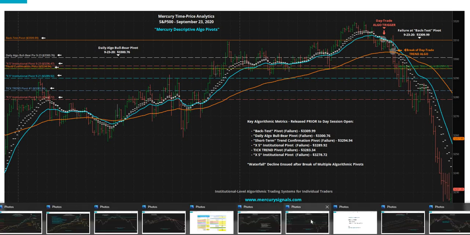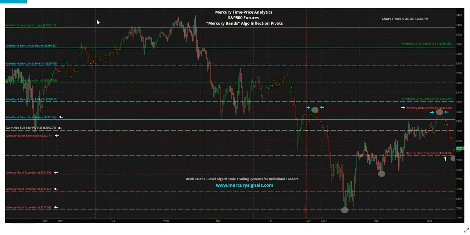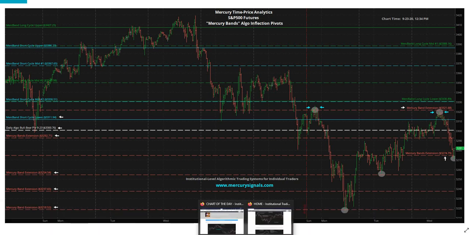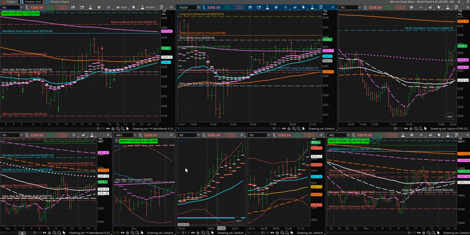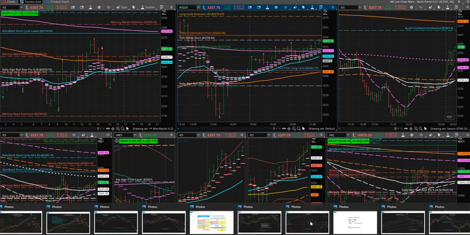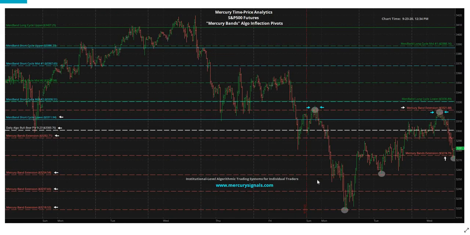A couple more charts we want to show you. These are the long cycle Mercury bands. And on our live chart, the Mercury bands, because they're longer term algo pivots, you see those on the top left chart for our swing traders. And this is what the Mercury bands look like. And these are published before the Globex session opens.